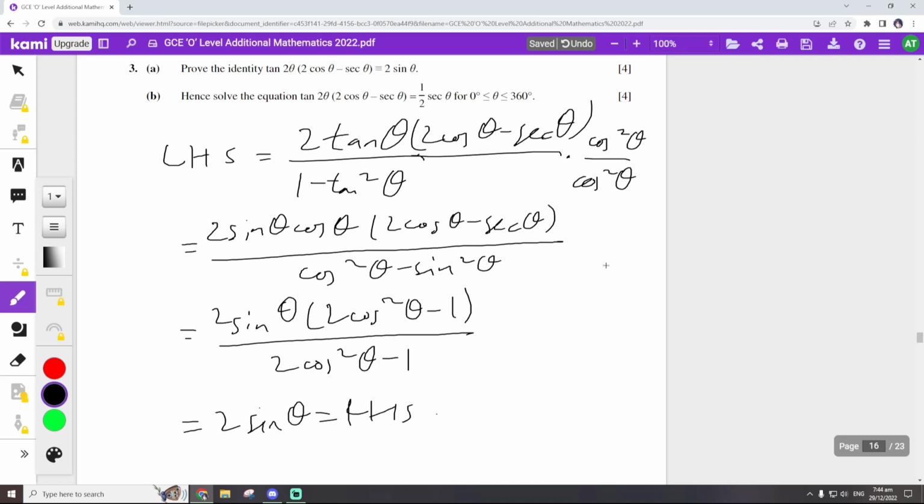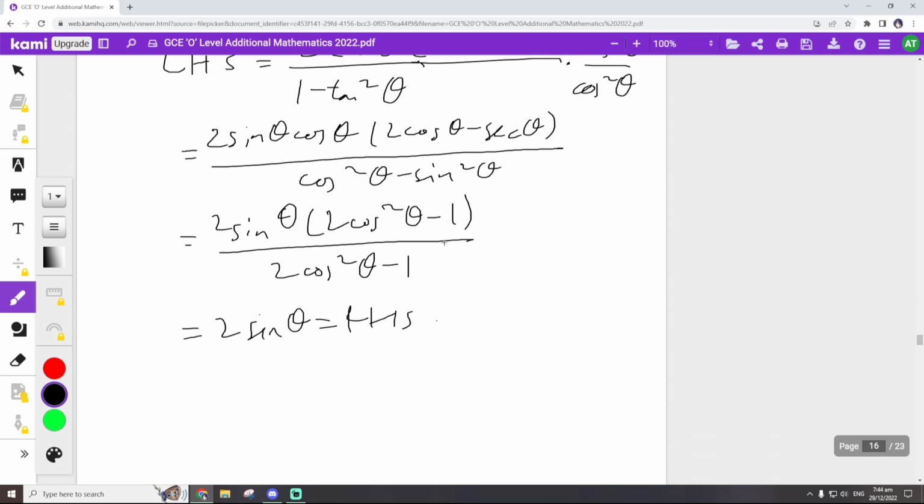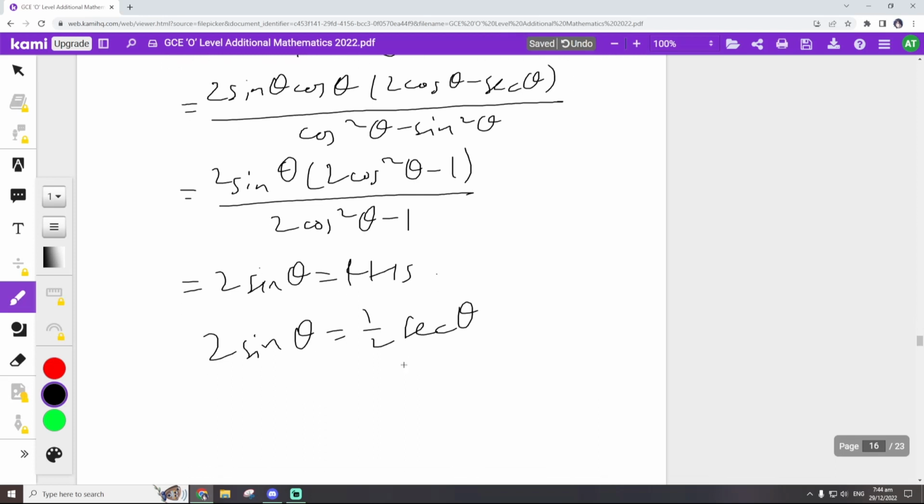So that's pretty cool. Solve the following equation: tangent 2 theta times, okay, so basically the same thing, equals half secant theta. For this part, you're basically solving 2 sine theta equals half secant theta. And if you multiply both sides by cosine theta, you get 2 sine theta cosine theta is half, which is just sine 2 theta equals half, right?